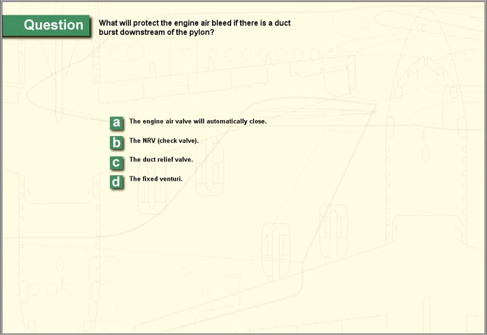What will protect the engine air bleed if there is a duct burst downstream of the pylon?